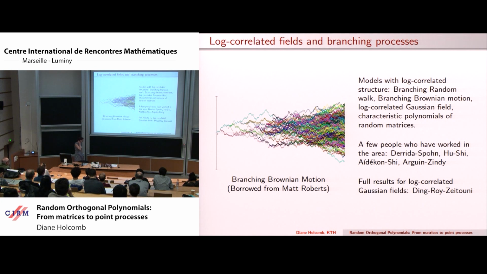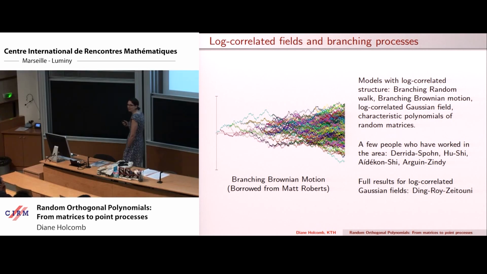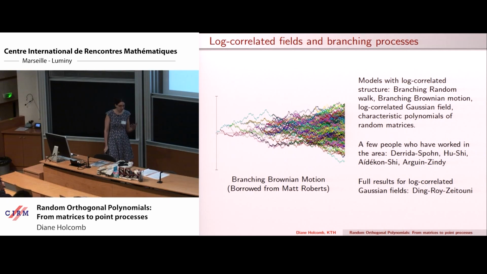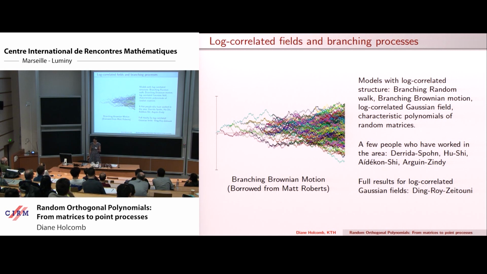So sine beta, just like almost everything else as far as I can tell in the random matrix world, belongs to this class of processes that are sometimes called log correlated processes. The really classical examples of these were some of the original branching processes: branching random walk, branching Brownian motion. And then of course, if you have a Gaussian field with log correlation, this is something that you're interested in. One of the places in random matrices that exhibits this same type of behavior are the characteristic polynomials of random matrices. And I just put a couple of the names of people who've worked in this area.